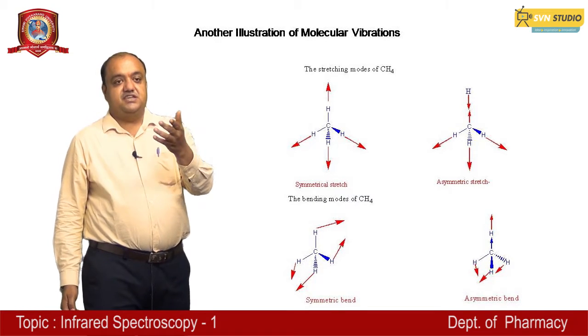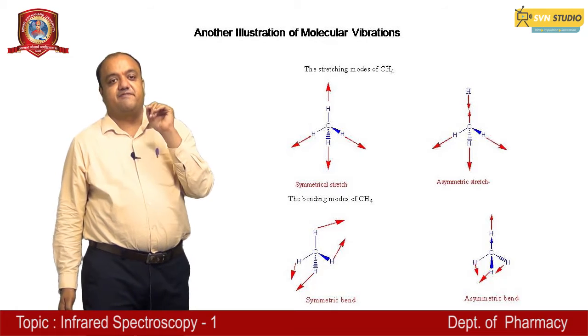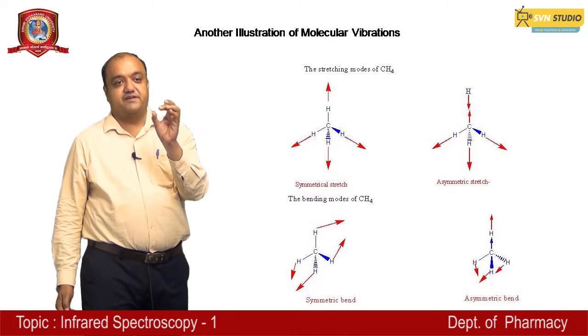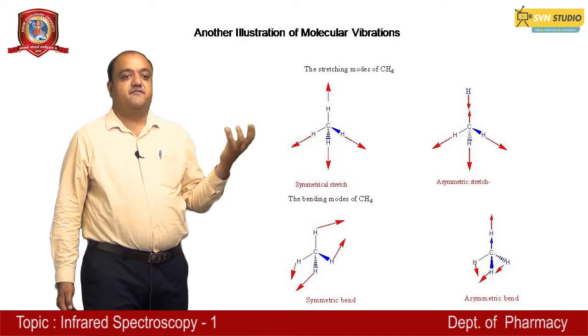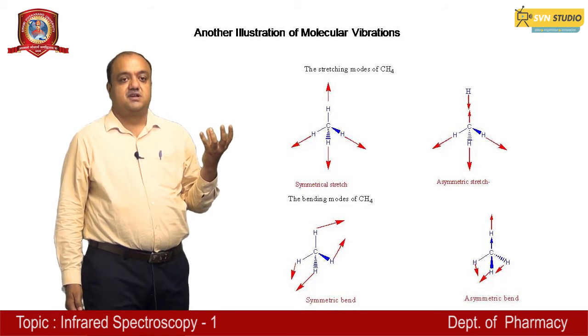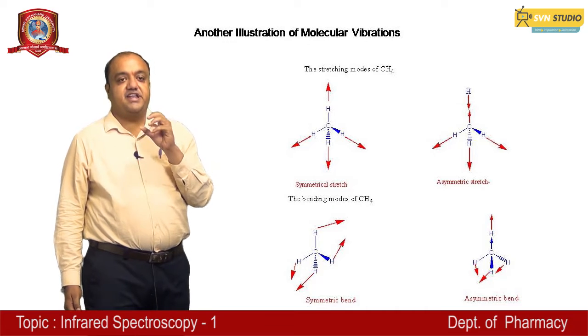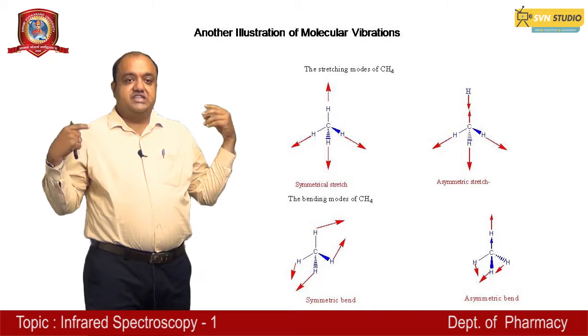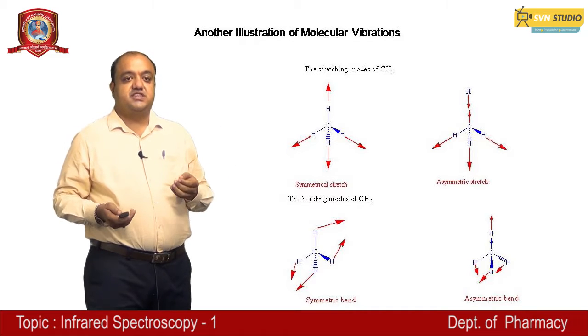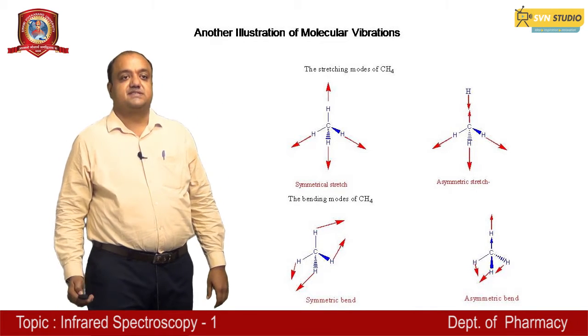The last ones are the symmetric bending and asymmetric bending. This is the symmetric bending: the four hydrogen atoms move away from the central carbon atom. In asymmetric bending, the hydrogen atoms move toward each other. This shows the asymmetric bending vibrations.